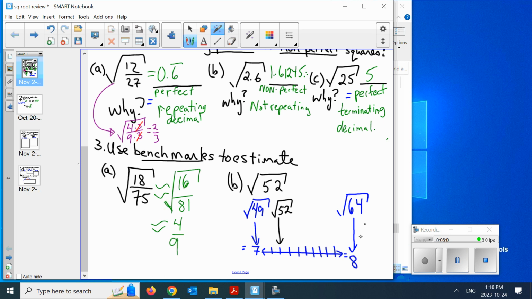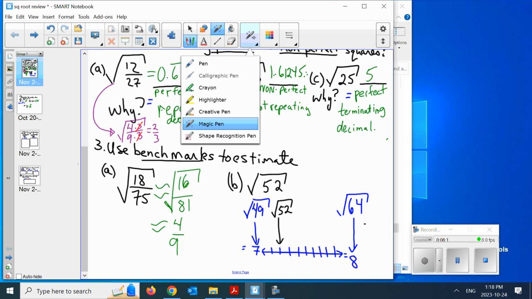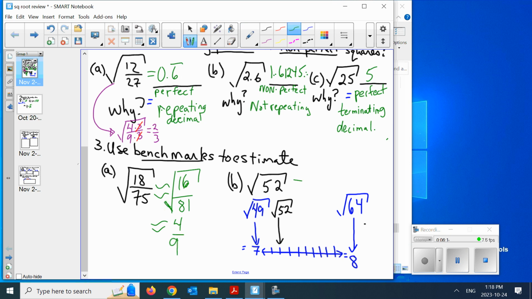7.3, something like that. Closer to 49 than it is to 64. I don't care if it's the one your calculator gives you. You're going to reason it out from this and say, okay, yeah, it's 7.2, based on my guesstimation, and you've got to show it with that number line. That's what you want to do when you're asked, and you will be asked. Use the benchmarks and estimates. Okay? Mark it.